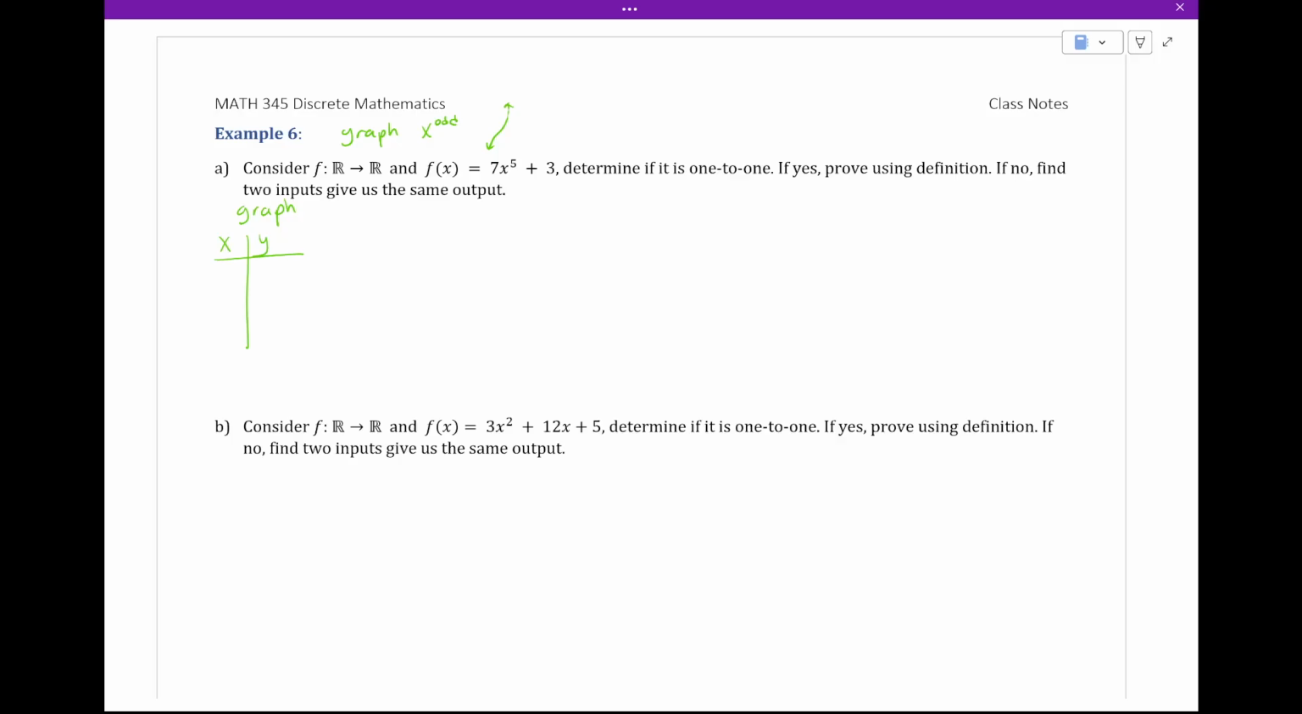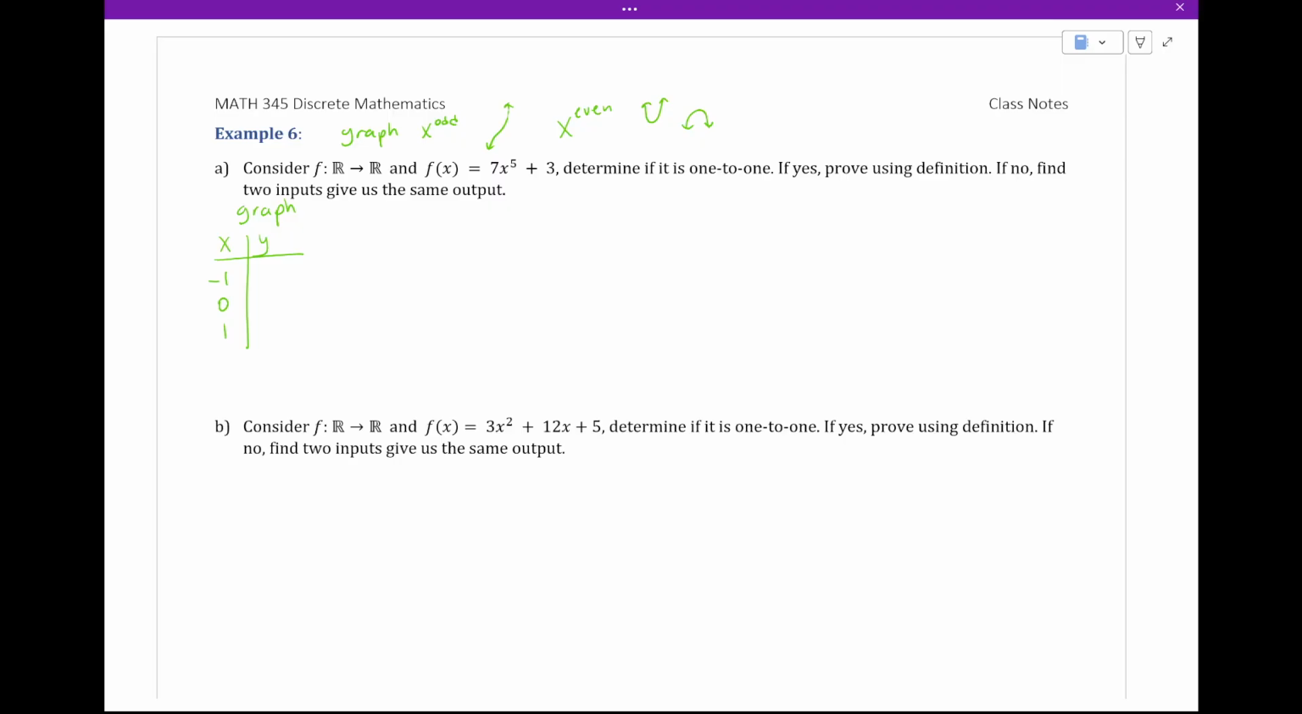X to an even power is some sort of parabola. Maybe it's an upside down parabola, something like that. But odd powers are this kind of S jog looking shape. It can be reflected or something, but it has this sort of typical shape. So let's see if we can get that to show up on our graph.